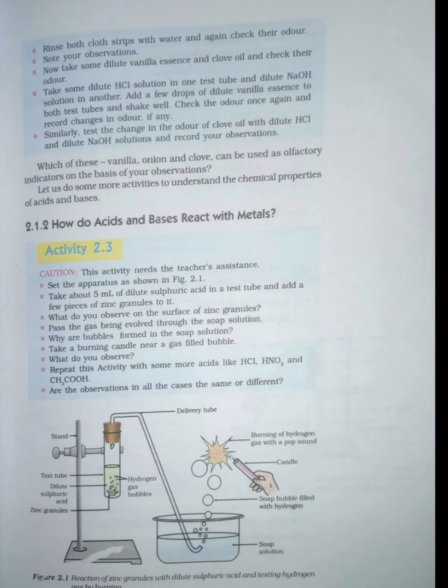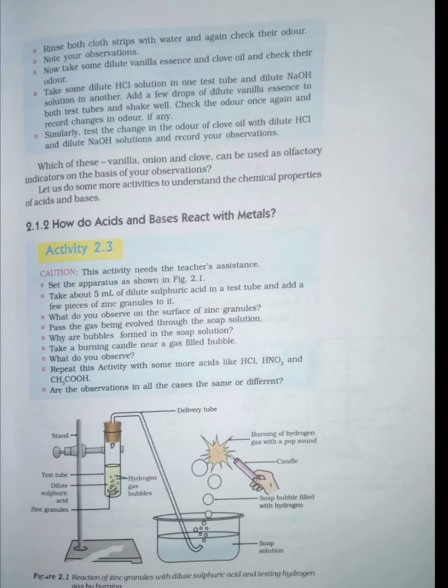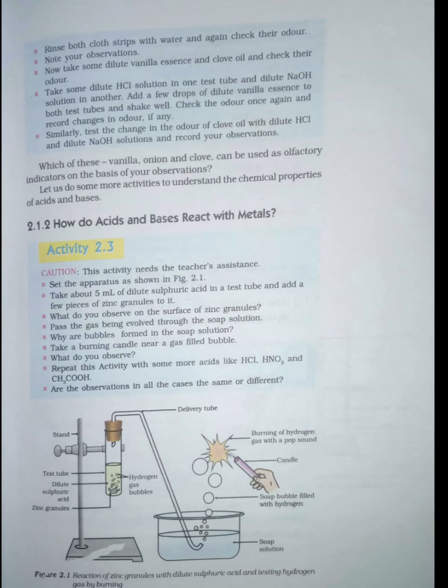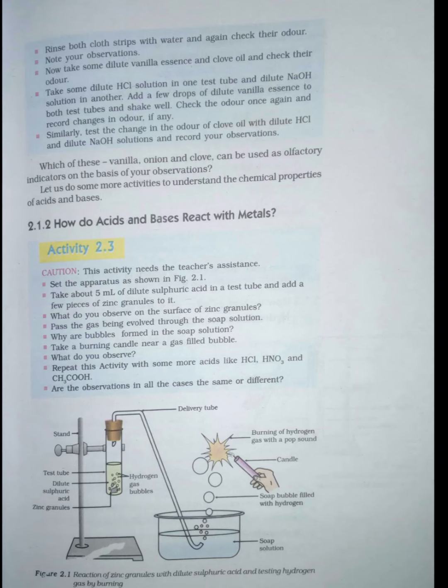2.1.2. How do acids and bases react with metals? Activity 2.3. This activity needs the teacher's assistance. First, set the apparatus as shown in Figure 2.1. Second, take about 5 ml of dilute sulfuric acid in a test tube and add a few pieces of zinc granules to it. Third, what do you observe on the surface of the zinc granules?